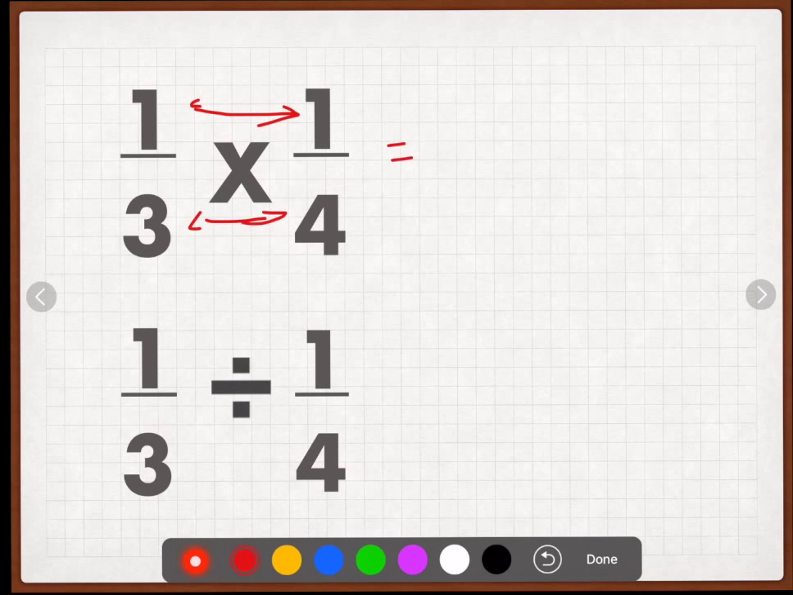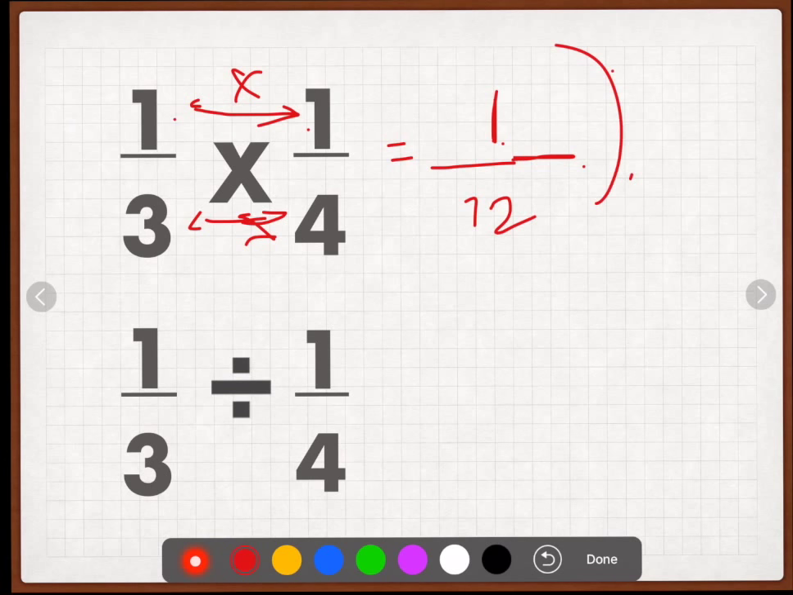So, if you look at it this way, that's going to be 1 times 1, which is 1, really easy, over 3 times 4, which is 12, and then that is your answer. 1 over 12. Okay? 1 over 12 na agad.